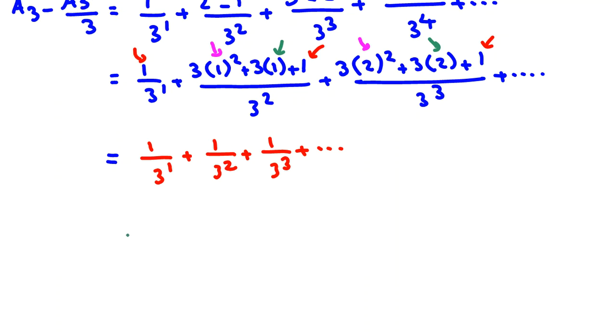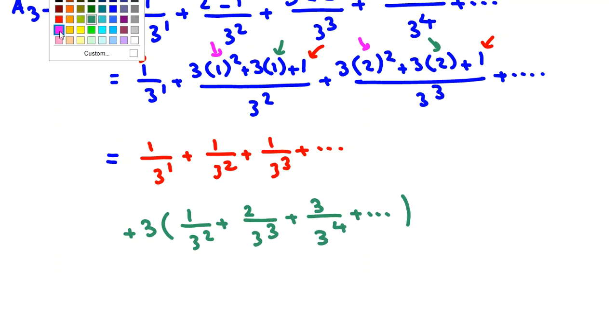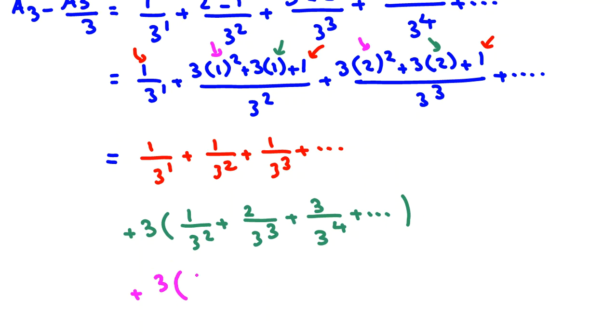Now, let's calculate green. We factor out 3 here: 1 over 3 squared, here 2 over 3 cubed, and you can write also, the next term will be 3 over 3 to the 4, and so on. Now, let's write the pink one. Again, we factor out 3. It will be 1 squared over 3 squared, 2 squared over 3 cubed. The next one will be 3 squared over 3 to the 4, and so on.